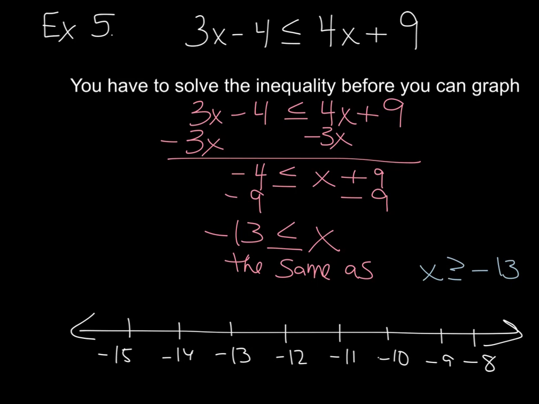So I'm going to go to negative 13 and put a filled in circle. And I'm going to shade to my right because, again, x is bigger than negative 13, or in that sense, negative 13 is smaller than any x value that I'm going to use, okay?